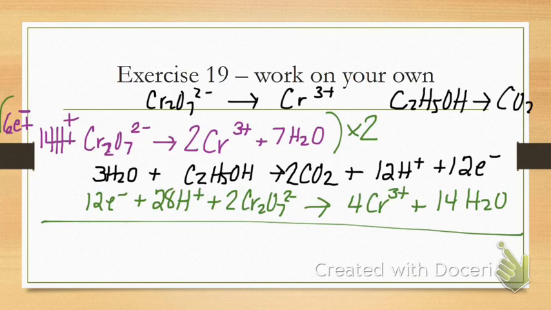So right away I know I can always get rid of my electrons. So let's do that first. Crossing out, crossing out. Okay? So I got a whole lot of hydrogens. Here I have 12. Here I have 28. So I'm going to cross that out. And how many will that leave me?